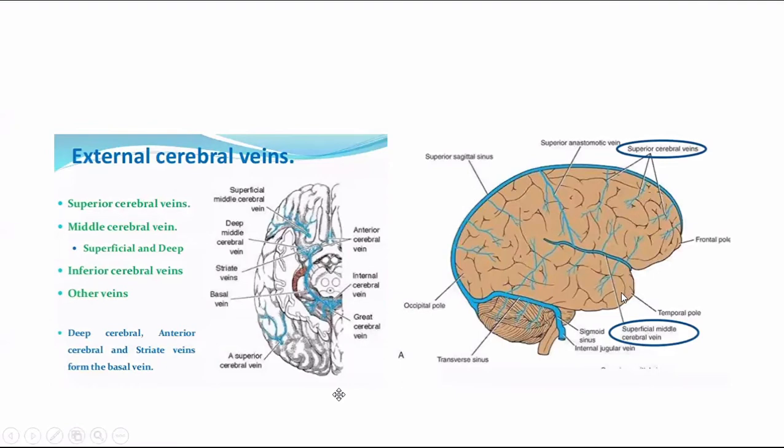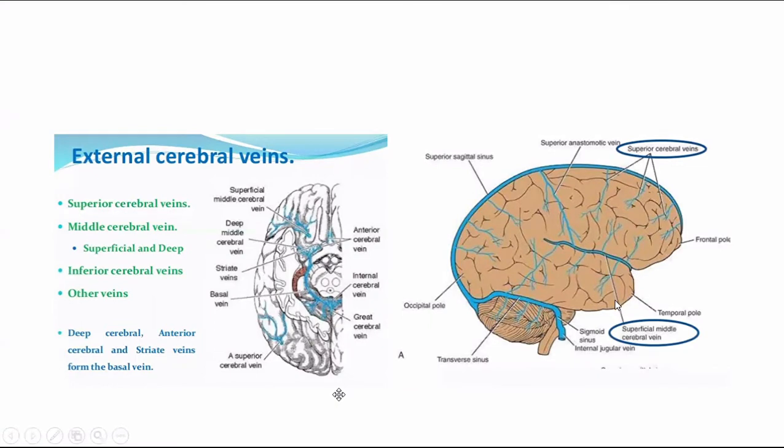Next, we have the middle cerebral vein. The middle cerebral vein is divided into the superficial and deep. The superficial cerebral vein drains most of the lateral surface of the brain, and it runs inferiorly within the lateral sulcus, together with the middle cerebral artery. If you remember earlier, the middle cerebral artery also passes there, and it drains into the cavernous sinus. So: superior cerebral vein, sagittal sinus; superficial part of middle cerebral vein, cavernous sinus.